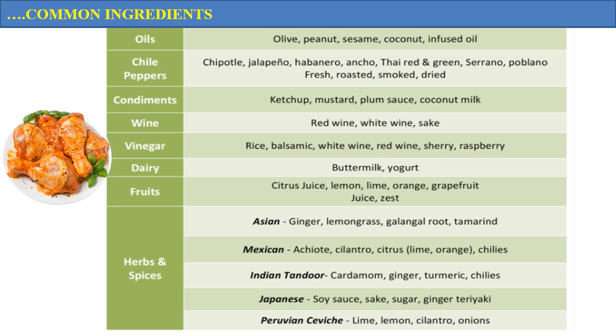And then country wise, in the Asian region, ginger, lemongrass, and tamarind are used. In the Mexican region, there is cilantro, citrus and chilies. In India, the most common are cardamom and ginger, turmeric and chilies. In the Japanese region, soy sauce, sake, sugar, ginger. And in the Peruvian region, lime, lemon, cilantro, onion. So these are the different kinds of natural ingredients used in different regions.